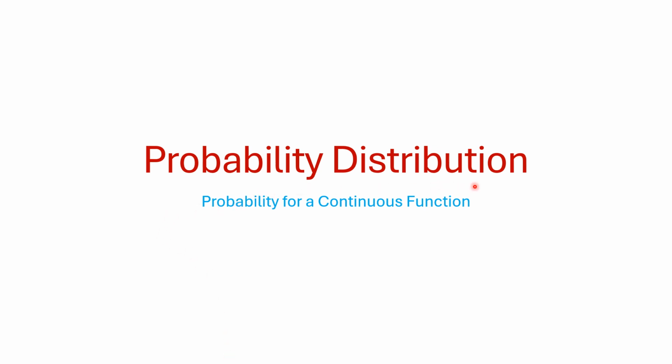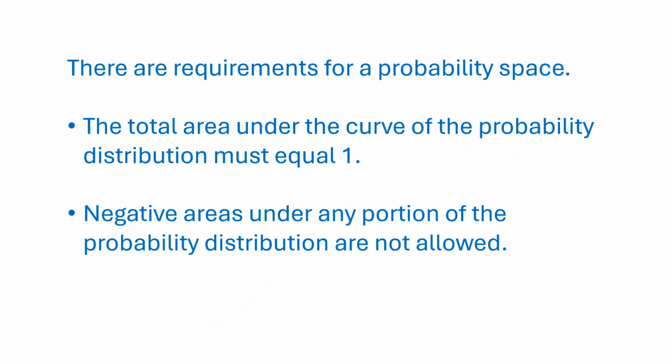Probability distribution. Today we're going to be looking at probability for continuous functions. There are requirements for probability space. The total area under the distribution curve of the probability distribution must equal 1. And negative areas under any portion of the probability distribution are not allowed. So we can't have any negative probability for any event.